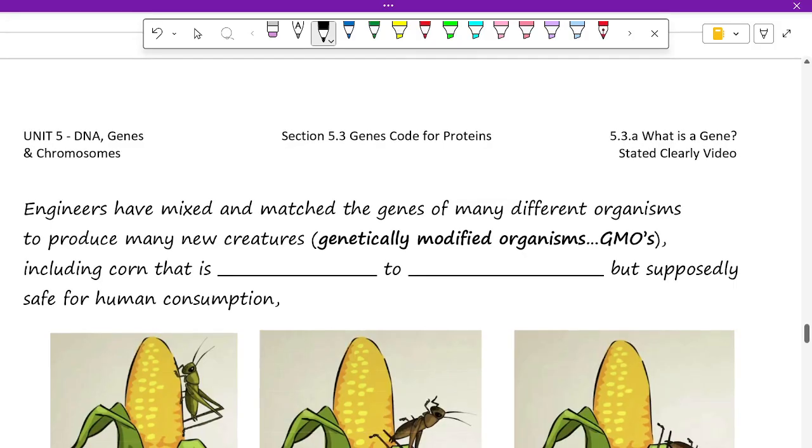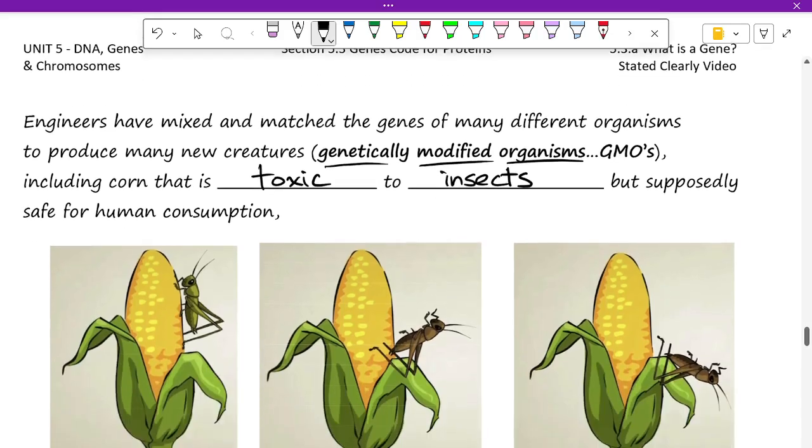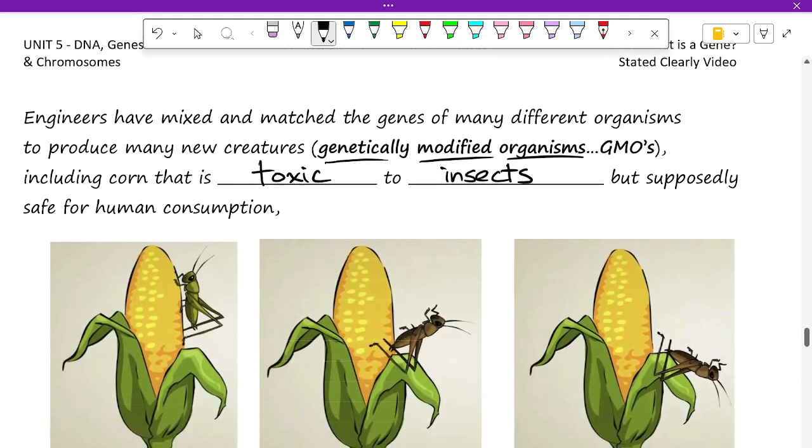Engineers have mixed and matched genes of many different organisms to produce many new creatures. In other words, genetically modified organisms. Have you guys heard of GMOs? Yeah, that's what it stands for, genetically modified organisms, including corn that is toxic to insects, but supposedly safe for human consumption.